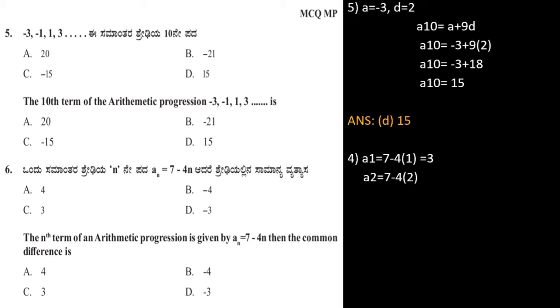Next a2 we will do, where n is there we will substitute 2. So a2 is equal to 7 minus 4 into 2, we will get the answer is minus 1. Now we need to find the difference, so we will subtract the a1 value from a2. We will get d is equal to a2 minus a1, that is equal to minus 1 minus 3. Same sign we have, so therefore we can add, so we will get d is equal to minus 4. The answer B, minus 4, is the correct one.